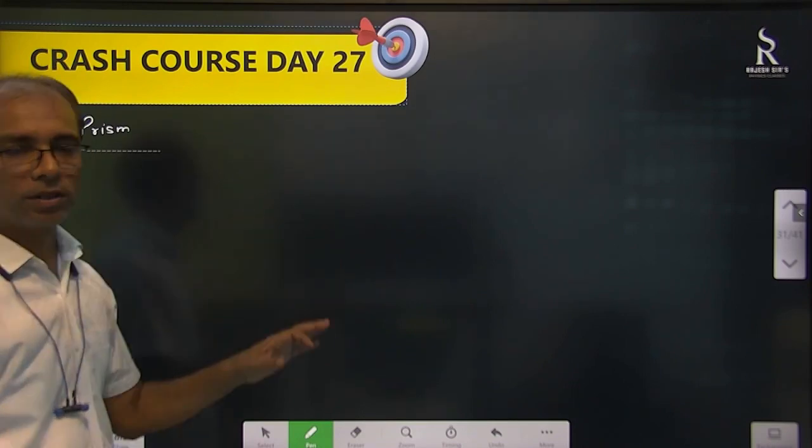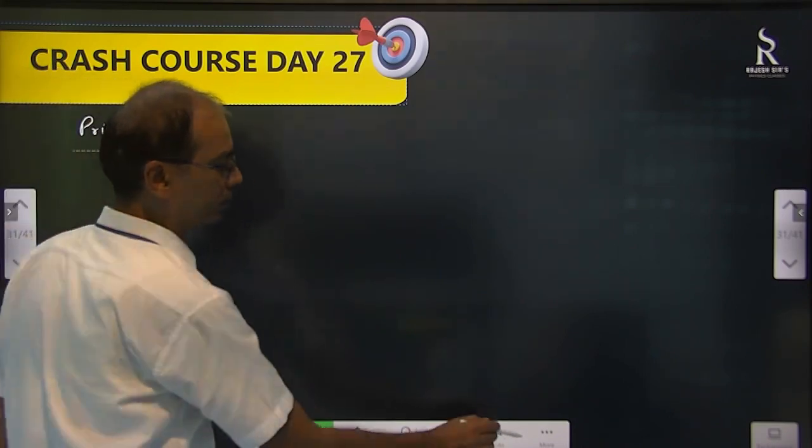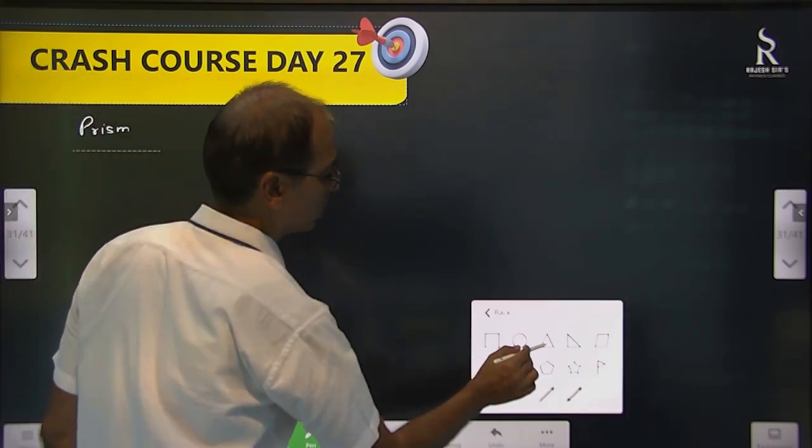So, two curved surfaces are there in a prism also. So, here is the prism.